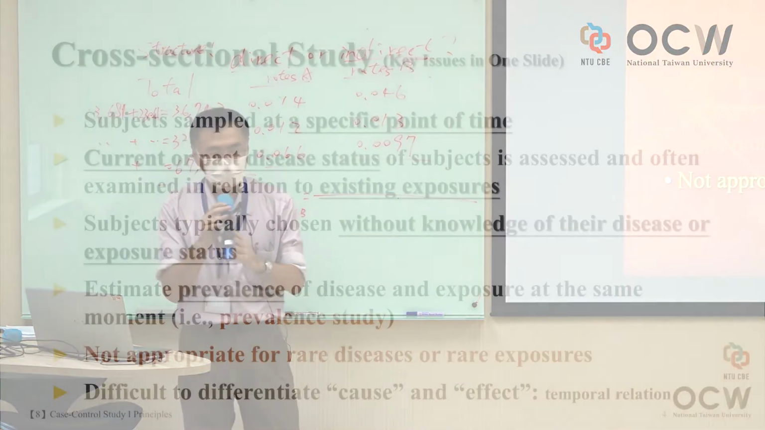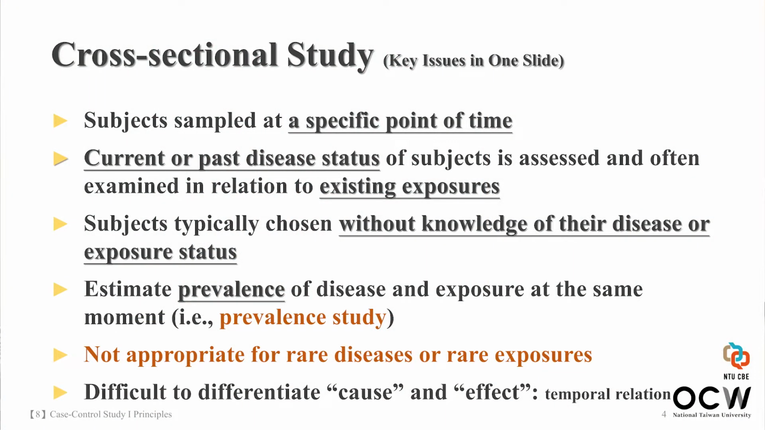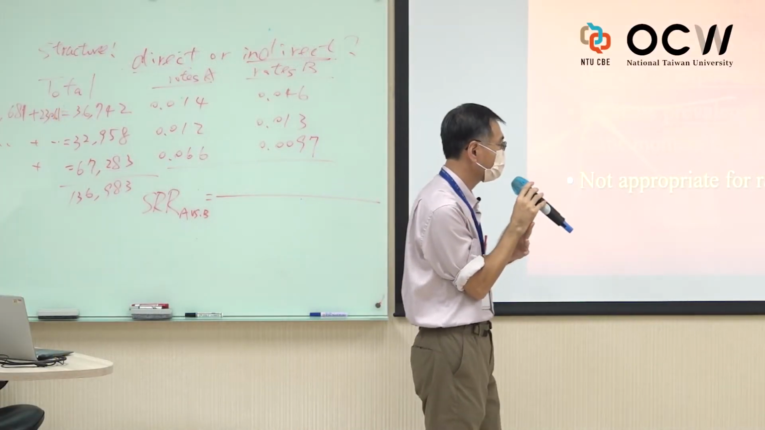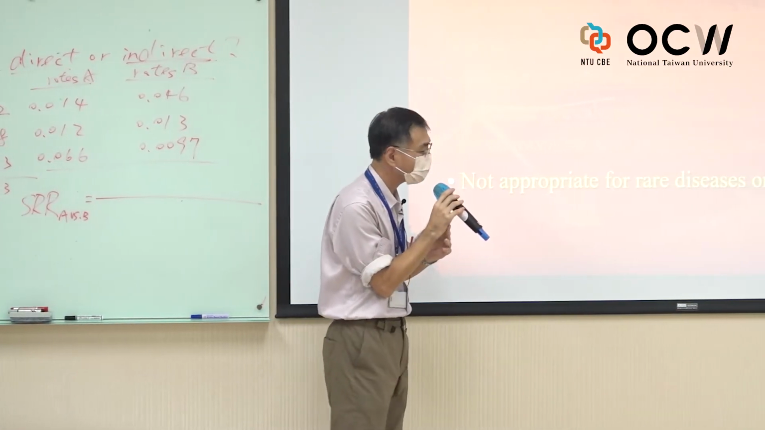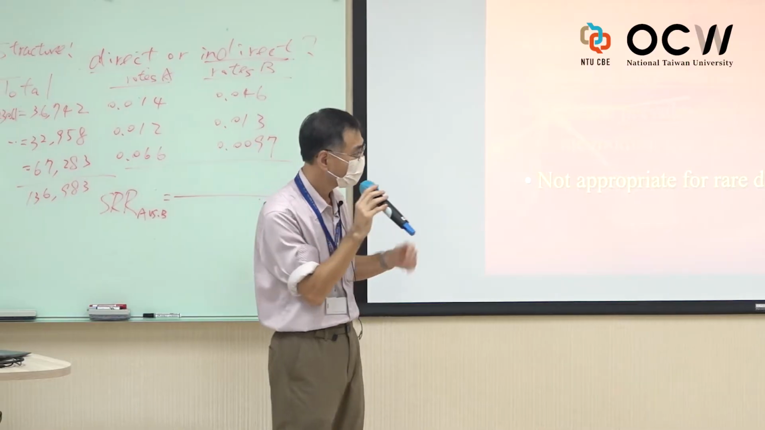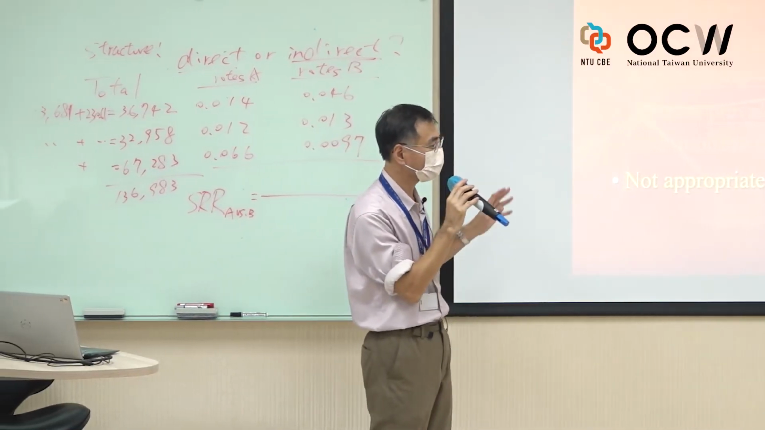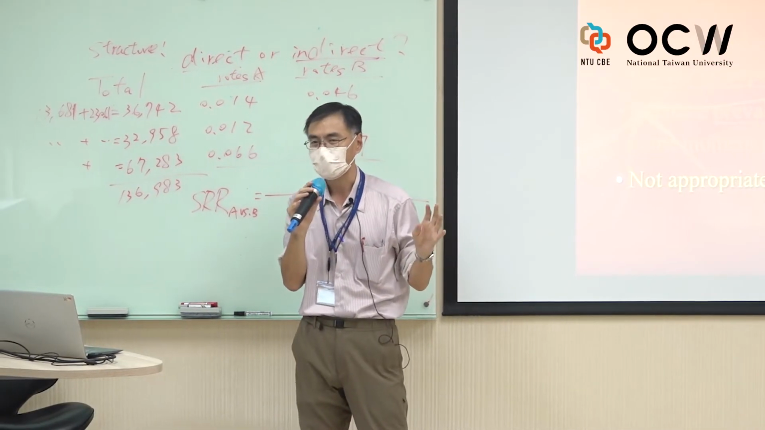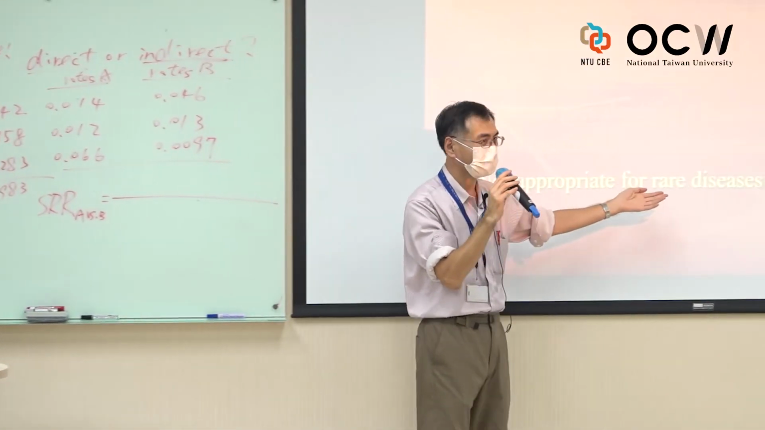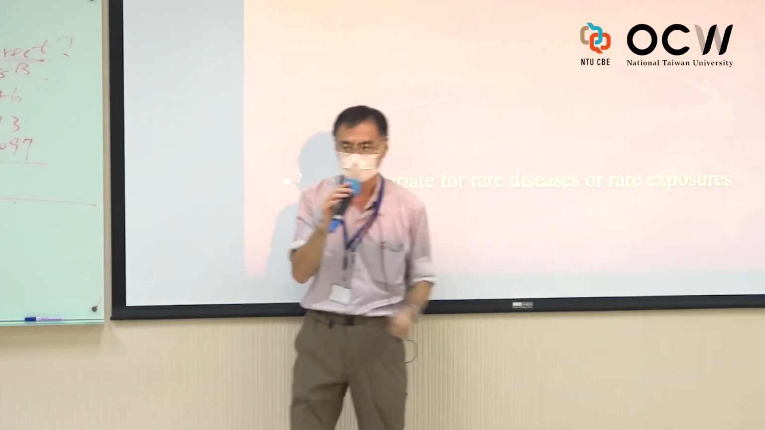But it's not an appropriate study design to choose if we are facing a rare disease. I mean, if the number of cases is very small in a community, or the exposure is rare, it will be difficult to get sufficient statistical power to identify the relationship. So it would be better to apply this study design to a disease which is pretty common in the community, where the exposure is also common.